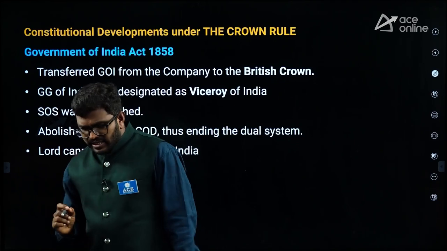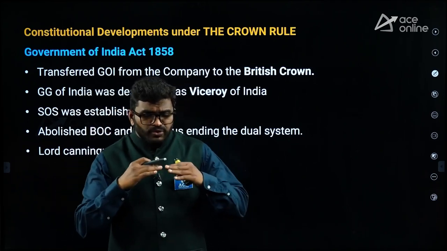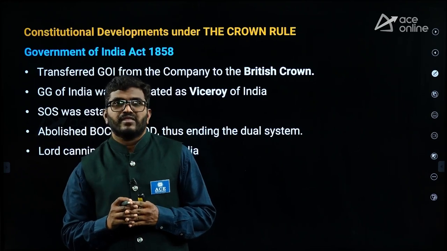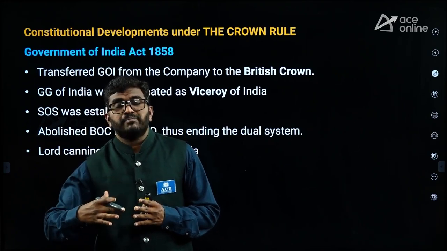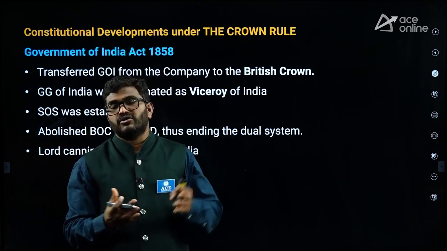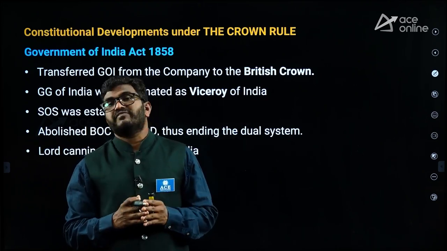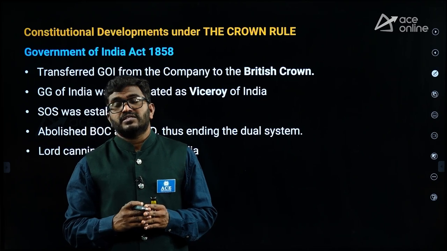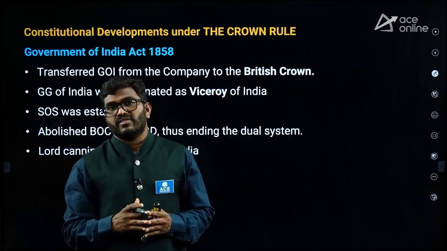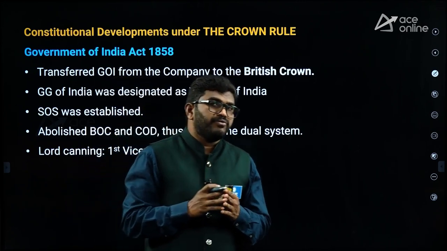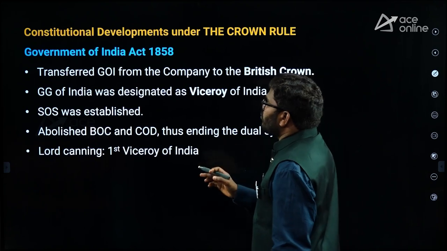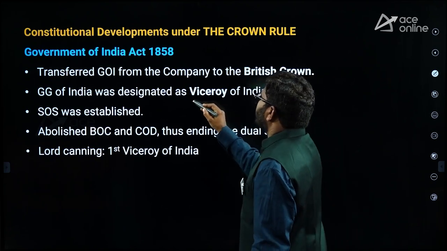Okay, see, actually up to 1857, the East India Company ruled actually. Only some partial powers were there for the British Parliament or British Crown. But after 1857, the complete powers were taken by the British government. Okay, the East India Company powers completely gone. Right. The Governor General of India was designated as Viceroy of India.